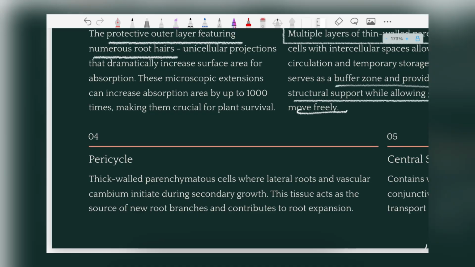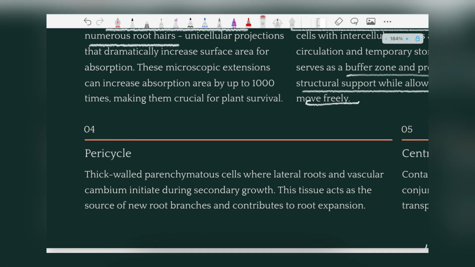Pericycle. Pericycle, thick-walled parenchymatous cells where lateral roots and vascular cambium initiate during secondary growth. This tissue acts as the source of new root branches and contributes to root expansion.